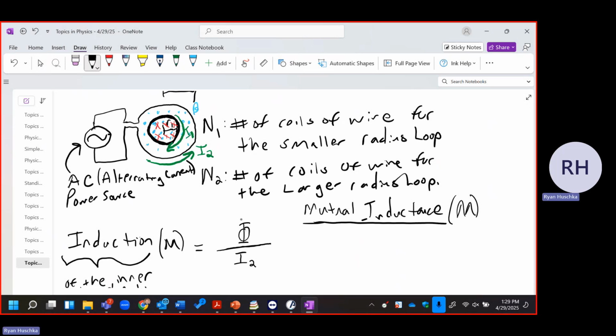What else do we need to do? We've got N1, we've got N2. Let's say we had an N, this would be N1, the number of loops on the inside. And so we could also put a little 1 right there, to represent the magnetic flux to that inner loop.